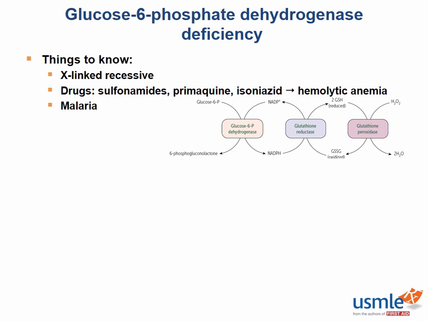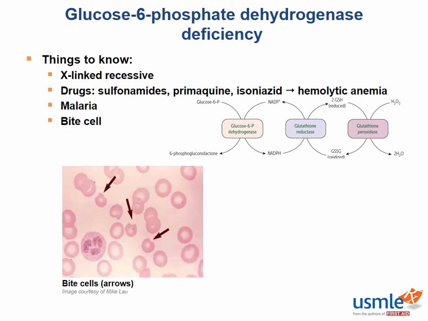With so many negative side effects of G6PD deficiency, are there any positives to having the disease? Well, the only silver lining is that it provides some resistance to malaria, possibly by causing higher levels of oxidative stress. How else could you be tested on G6PD deficiency? Well, one of the ways the boards likes to present this is by showing bite cells. These are indicative of G6PD deficiency, and they're red blood cells that have bites taken out of them.